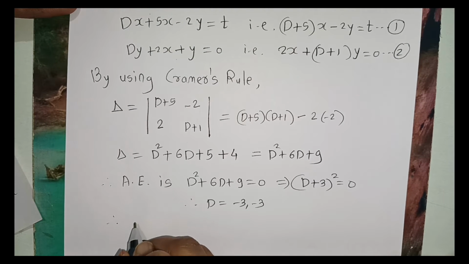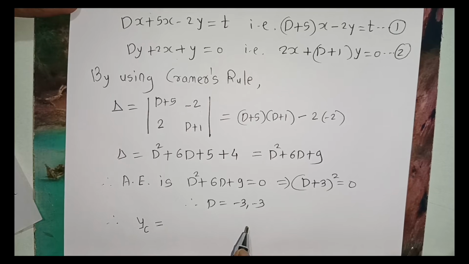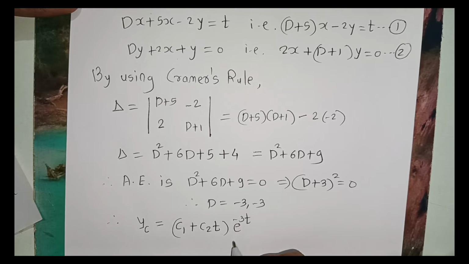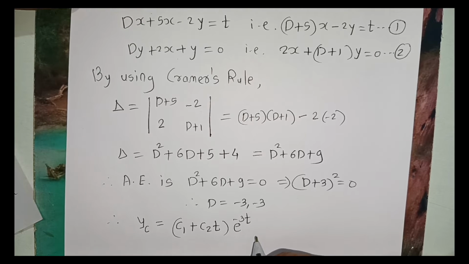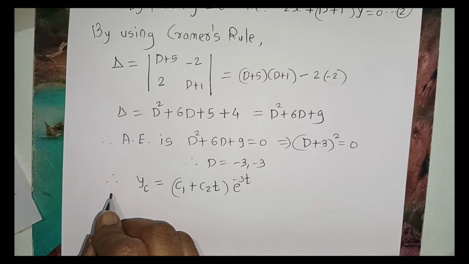Hence yc is equal to, what is yc? Keep in mind that in case of simultaneous examples you have t as the independent variable. So yc is equal to (c1 plus c2 t) e raised to minus 3t. x is not independent. In this case x is also a dependent variable, y is also dependent, and both depend on t. So (c1 plus c2 t) e raised to minus 3t. This is your yc.